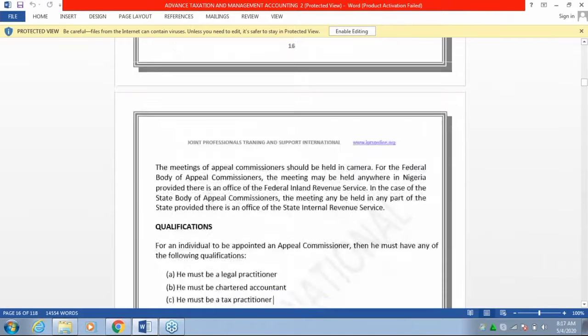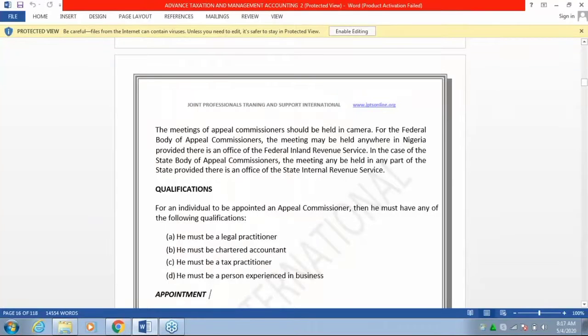Now, what are the qualifications of those appeal commissioners? He must have the following qualifications. He must be a legal practitioner. What does that mean? Somebody that is known by the law, that can be a representative of either of the two, and of course, that has been called to bar.